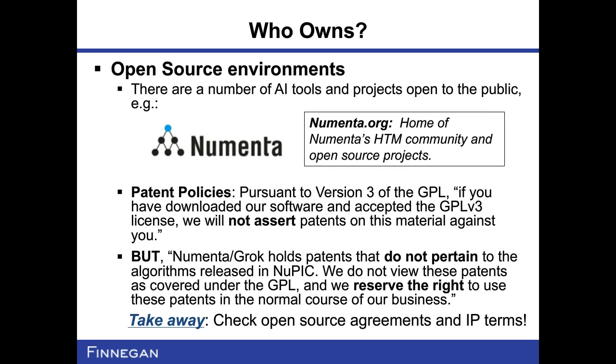So another issue that may commonly come up in the use of AI is that there are a good amount of AI tools and projects that are open to the public. And like any open source code, you should understand the patent policies for the IP. And here we provide an example of a Numenta standard GPL patent policy. Here they say that they won't assert patents on this material against you, but they do reserve the right to use their patents that are outside of the GPL in the normal course of business. And so the key thing to take away when using AI tools open to the public is to check the open source agreements and the IP terms.